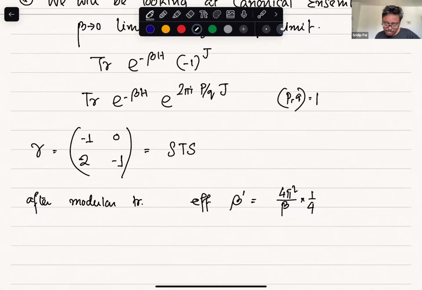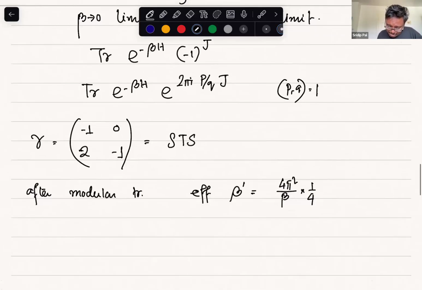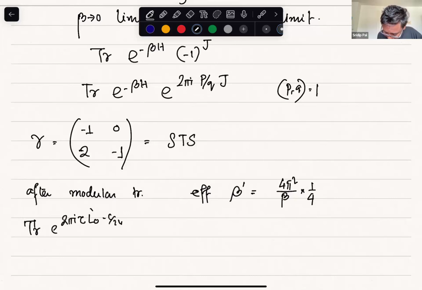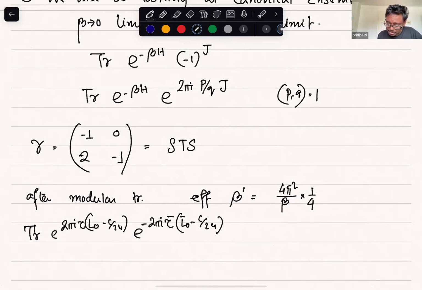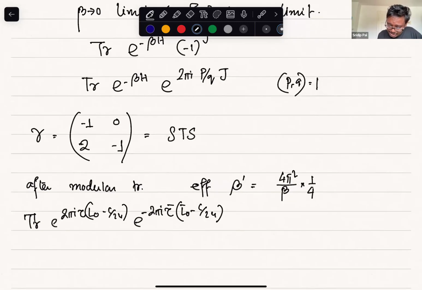And this just comes about if you use this. So in general, what happens? In general, we write down the 2D CFT partition function as e^{2πiτ(L0 − c/24)} e^{−2πiτ̄(L̄0 − c/24)}. So if I want to compute Tr e^{−βH}(−1)^J, then you can see that τ is basically iβ/2π + 1/2, and τ̄ is −iβ/2π + 1/2.